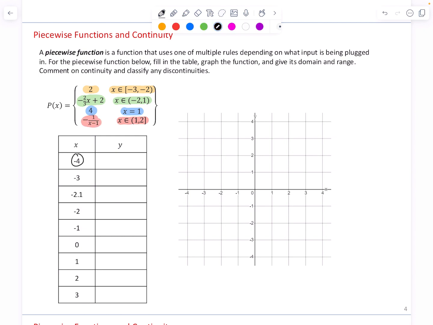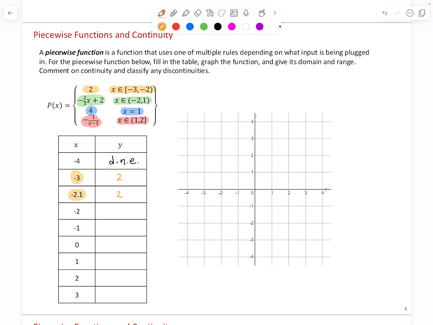So looking here in our table, when x is -4, notice -4 is not an element of any of these intervals. Therefore, this function will have no output. So we say DNE, or does not exist. However, -3 is in the orange interval because it's the left endpoint, which is included because of the bracket. And this function says that when x is in the orange interval, then the output should be 2. Now, -2.1 is also in the orange interval. So again, the output will be a 2.